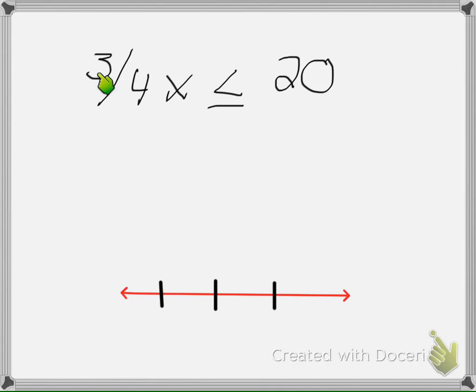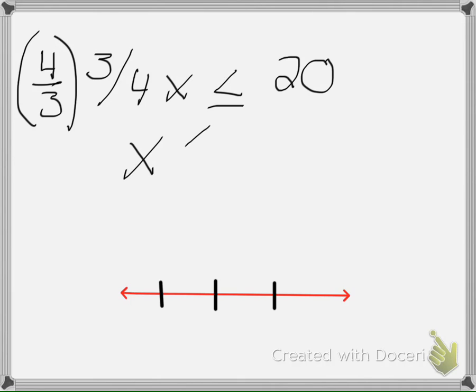Okay, whenever I have a fraction that's being multiplied by a variable, the quickest way to get rid of it is to multiply by its reciprocal. The reciprocal of 3/4 is 4/3. Okay, 4 times 3 is 12. And 3 times 4 is 12, so this is really all equal to 1, and 1 times x is x.